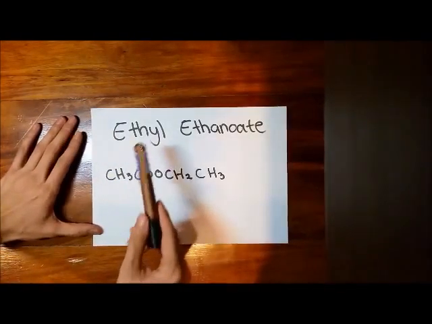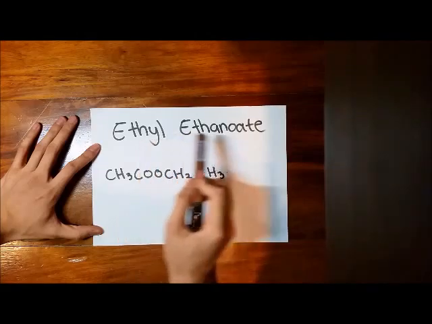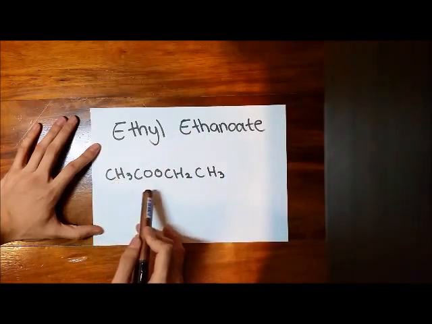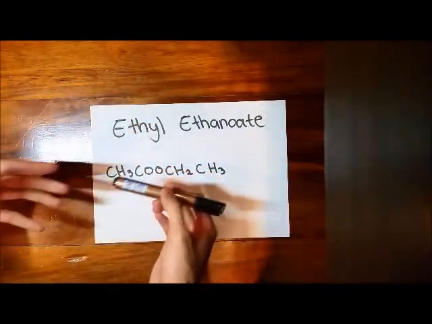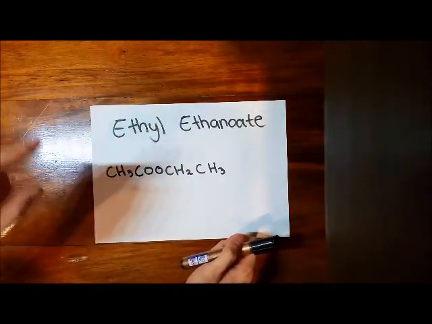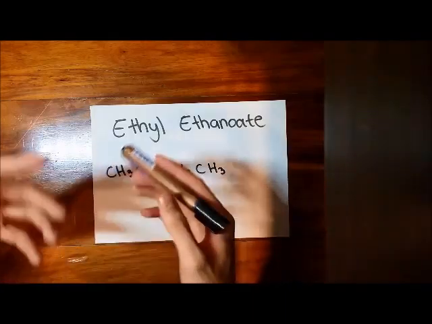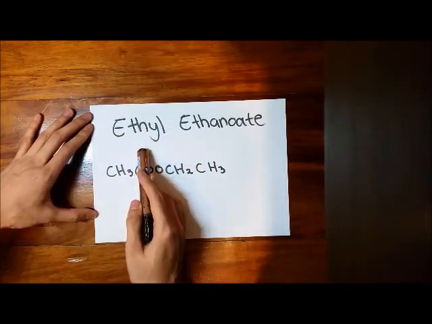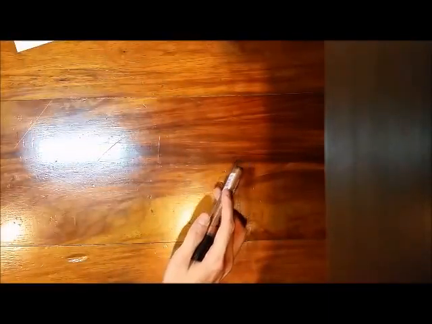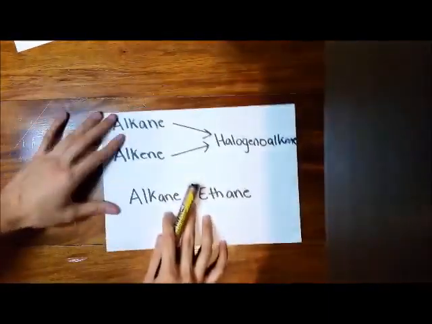So the ester that we have been assigned to find is ethyl ethanoate, CH3COOCH2CH3. And we need to find this ester beginning with an alkane or an alkene and showing the routes in order to get from that alkane or alkene into this ester, ethyl ethanoate. So let us begin with the first thing.